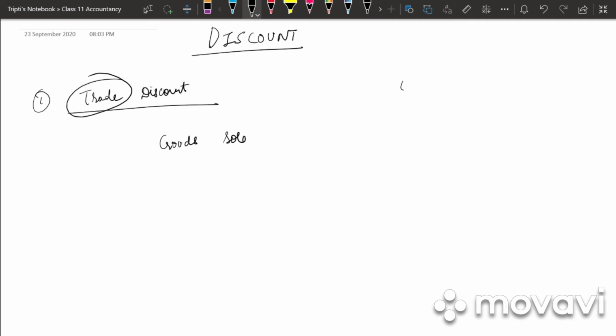Goods sold of rupees 1 lakh at 20% trade discount.